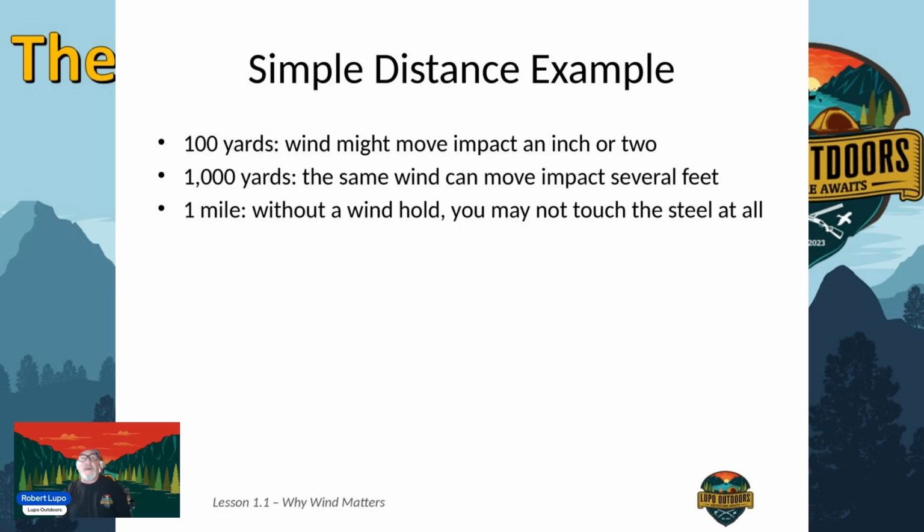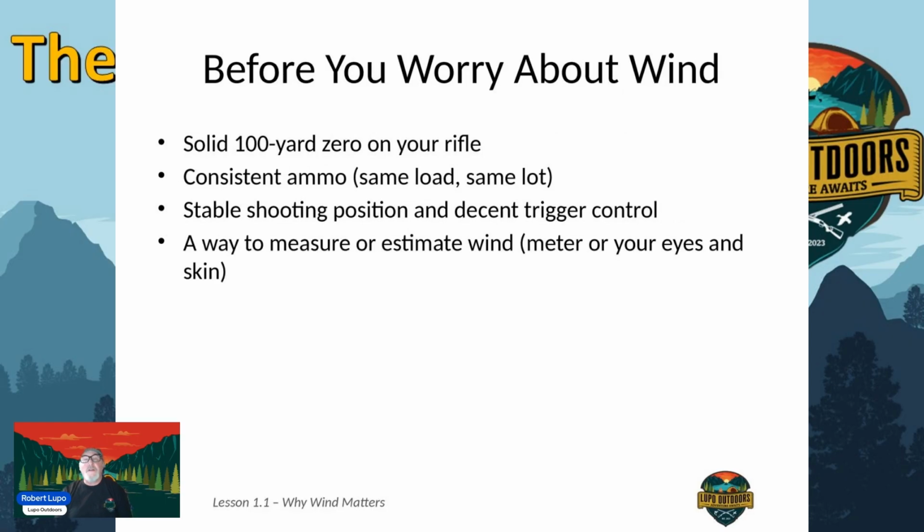Here's a simple way to think about it. At 100 yards, a 10-mile-per-hour crosswind might move your impact an inch or two. You might not even really notice it because you're still in the bull. At 1,000 yards, that same 10-mile-per-hour wind can push you several feet off your original line of fire. Now, wind is a huge part of whether you hit or miss. At a mile, if you just dial elevation and ignore the wind, there's a pretty good chance you won't even touch the plate.